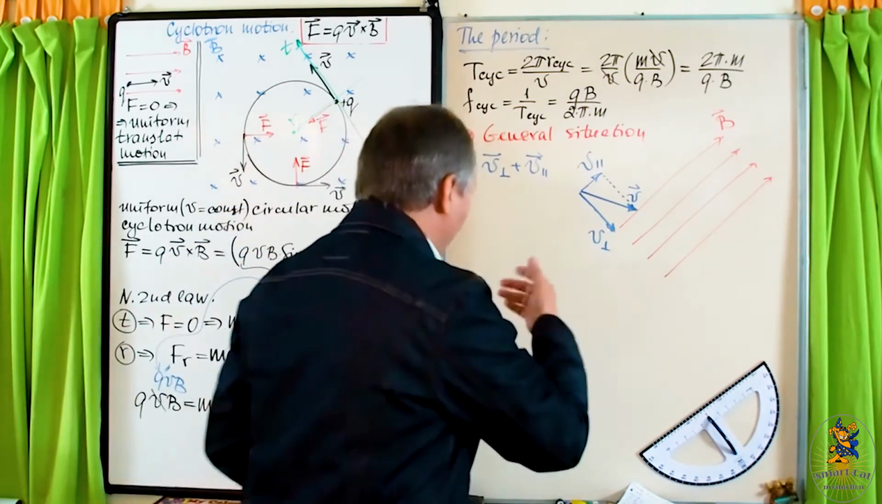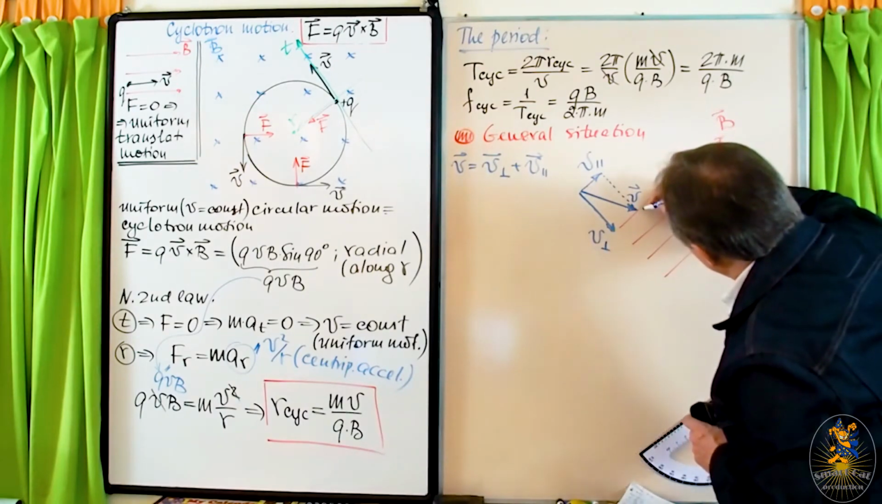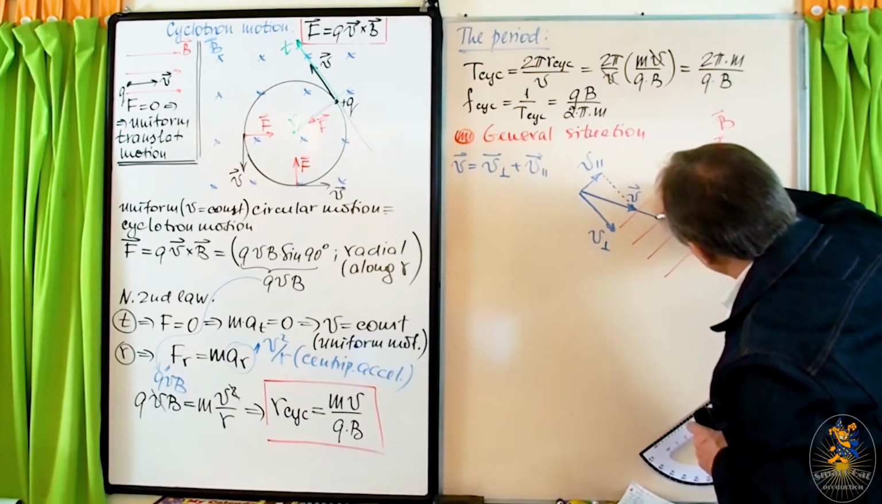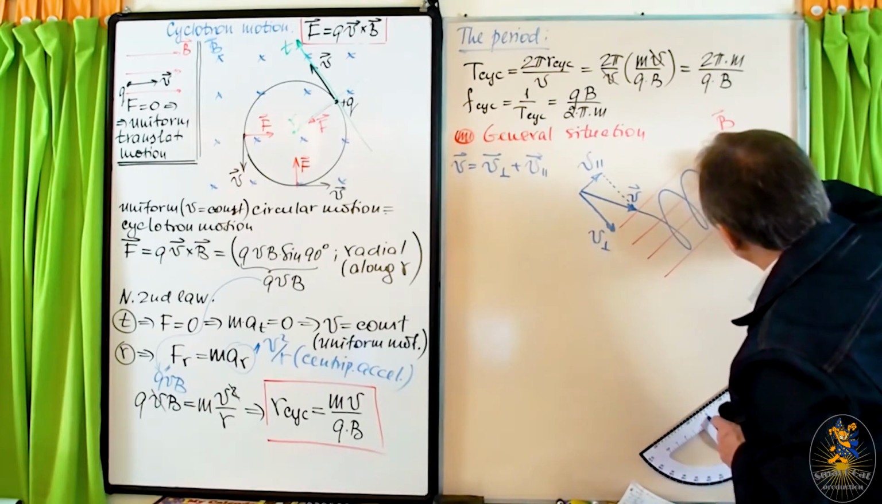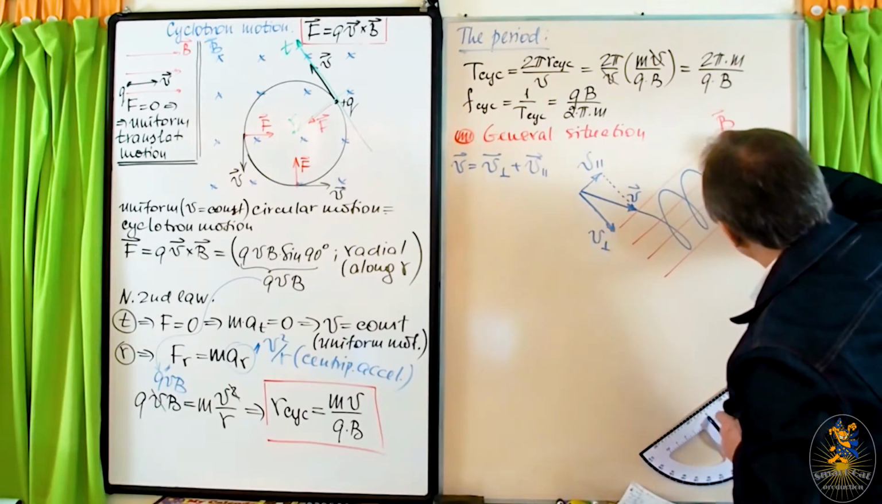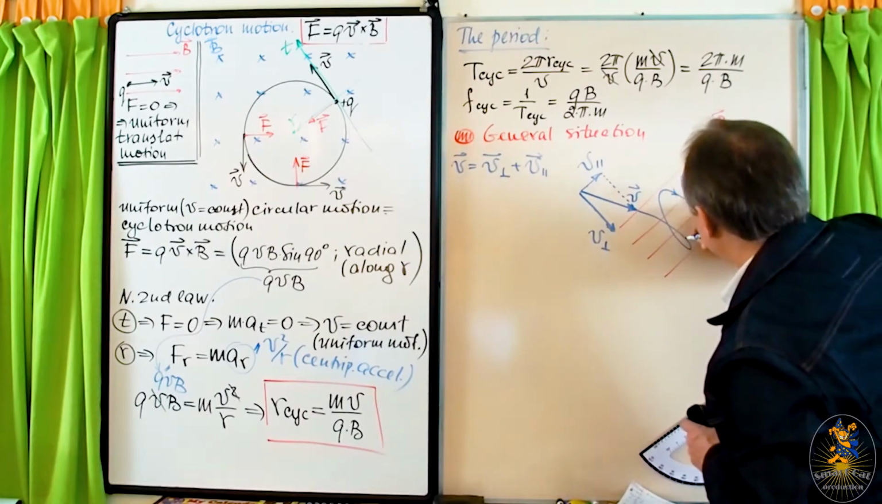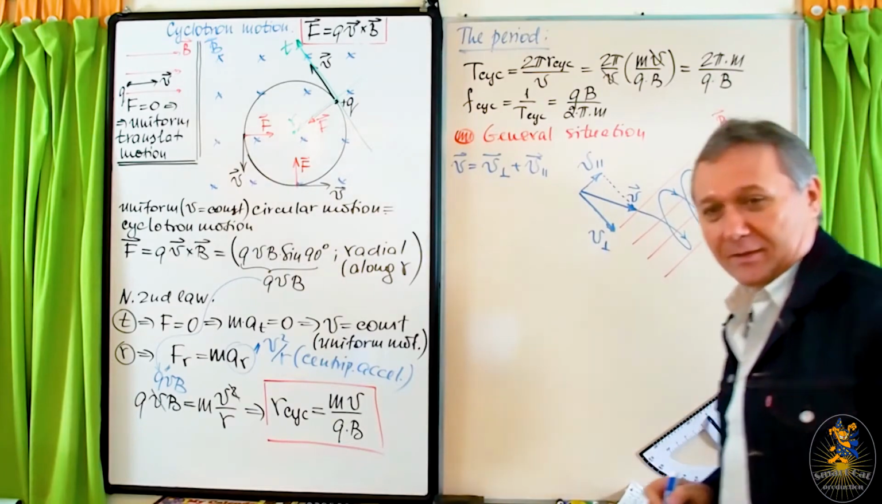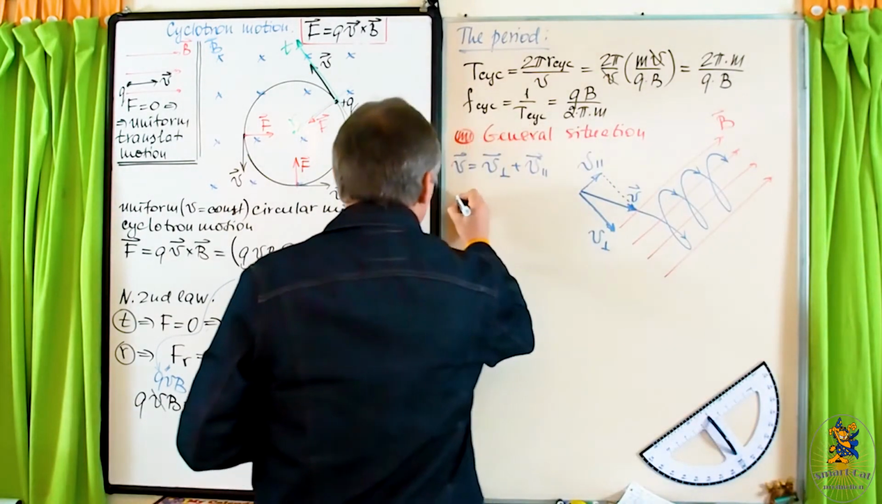Okay, so now let me draw this helical motion, to the best of my abilities. All right, so it will be something like this. Helical motion, let me label it.